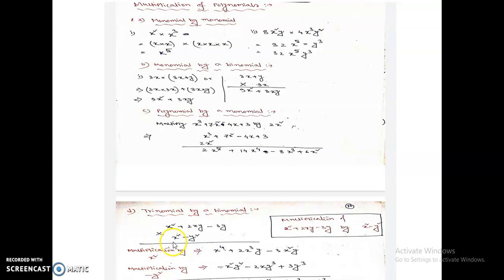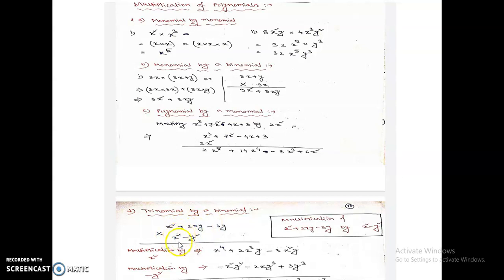So in this case, what we have to do, first we have to multiply this x square with the whole term, then we have to multiply y square with the whole term, minus y square with the whole term, then we will have to add the two results. So first of all, whenever we are multiplying a trinomial by a binomial, each term of the binomial will have to be multiplied with the trinomial.